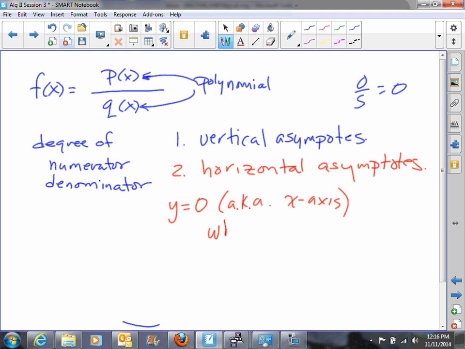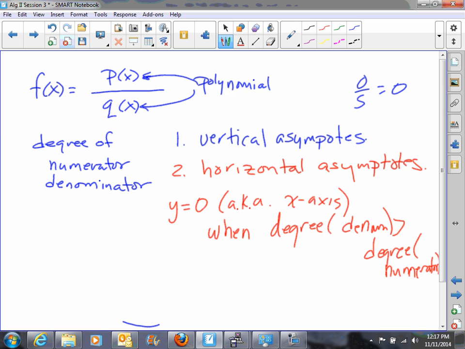When the degree of the denominator is greater than the degree of the numerator. So anytime the denominator degree of a rational function is bigger than the degree of the numerator, you end up with a horizontal asymptote that is the x-axis, or y is equal to 0.